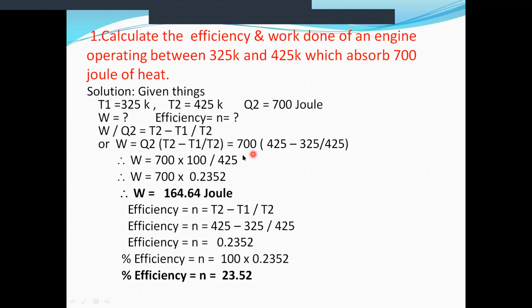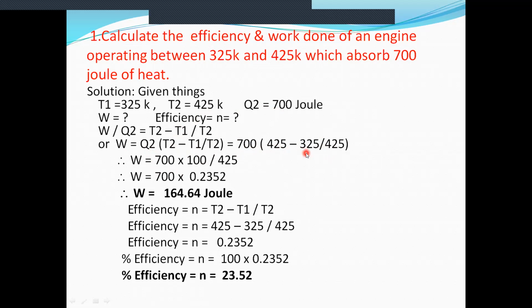Now put the value of Q2, put the values of T1 and T2. What is the value of Q2? That is 700 joule. Now in bracket, T2 minus T1. What is the value of T2? 425. This is 425 minus 325, divided by T2, that is 425. Now Q2, that is 700 into, now 425 minus 325.